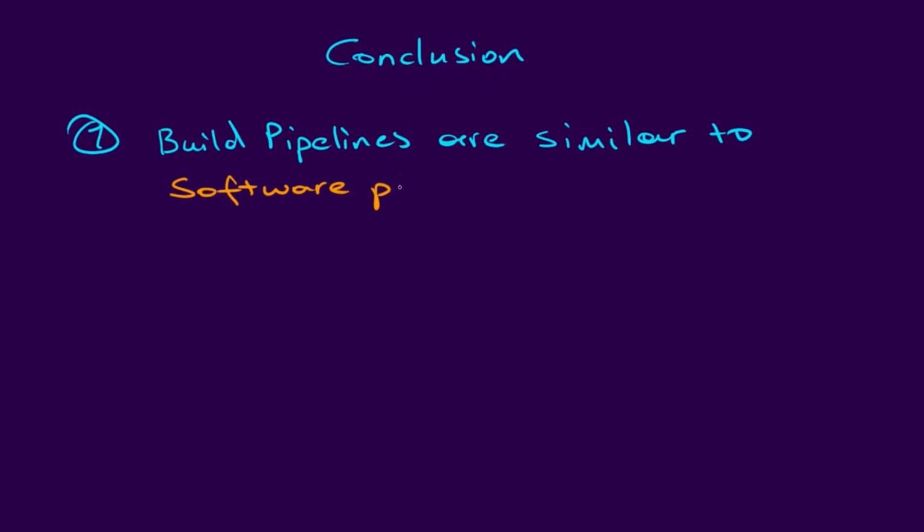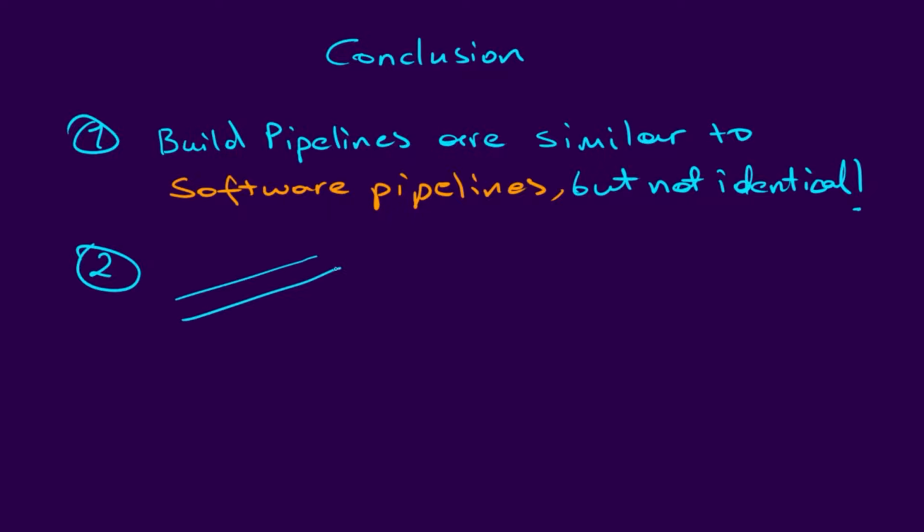In conclusion, to define a build pipeline, you should keep a couple concepts in mind. 1. Build pipelines are similar to software pipelines, but not identical. They have two unique properties, an output location and an artifact publication, where software pipelines ingest output directly as an input to further the pipeline's process.